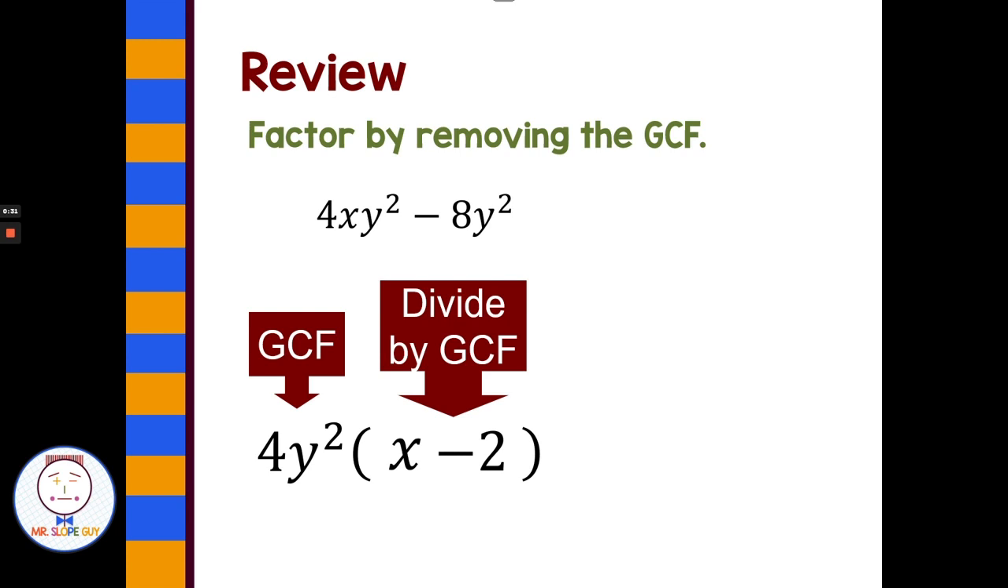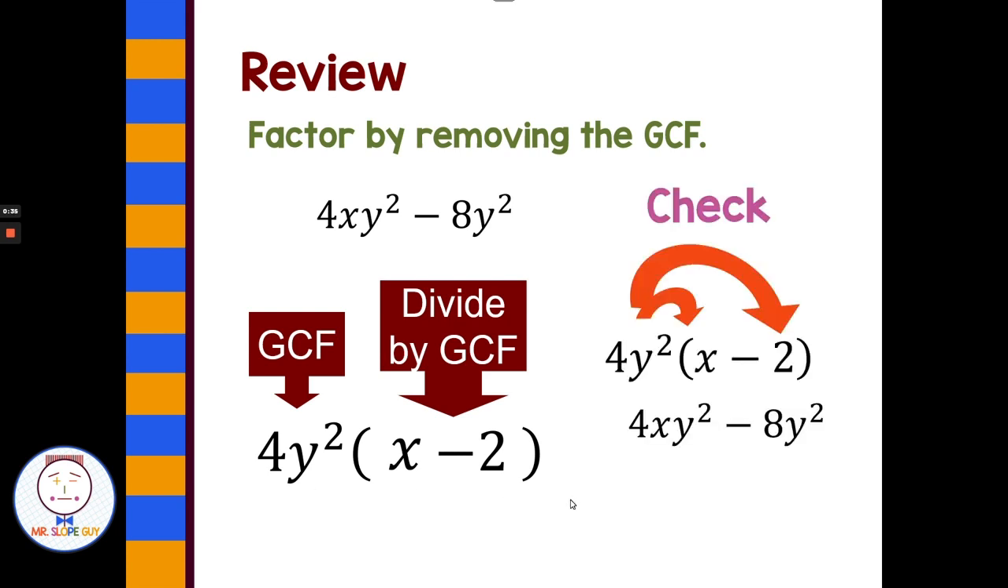And I could always check my GCF. I could distribute that. I could multiply it out and make sure I got back the original term. And I do, so I know that these are equivalent expressions. 4y squared times x minus 2 is equivalent to our original problem, 4xy squared minus 8y squared.